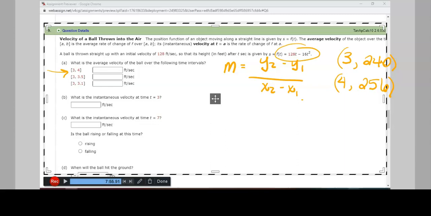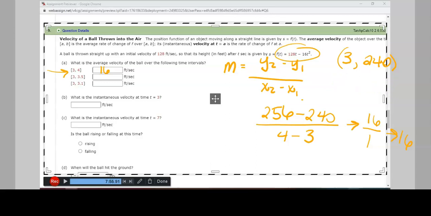So I want to know the average rate of change. So my average rate of change is going to be y2, which is 256, minus y1, which is 240, over x2, which is 4, minus x1, which is 3. So that's going to give me 16 over 1, which is just 16. So my average rate of change is 16. Okay, now you're going to do it again, but you're going to change these numbers.